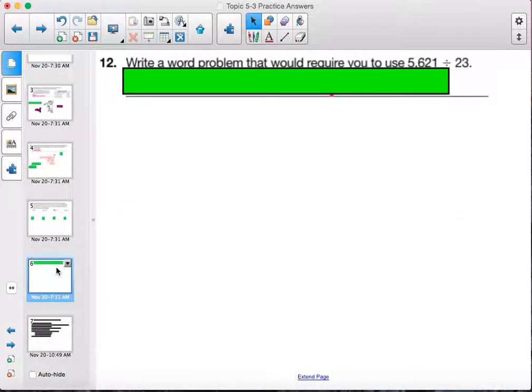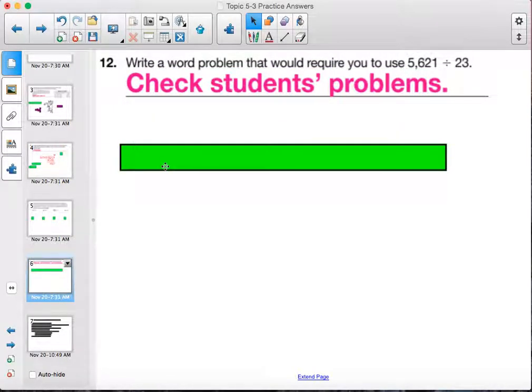Going on to number 12. Write a word problem that requires you to use 5,621 divided by 23. The answers will vary for this, and I will read each of your problems to see if it makes sense. All right? So anyways, put the total number of problems you got correct at the top of your page, assuming that you wrote an accurate problem for 12. Write the number of correct problems at the top of the page over 12.